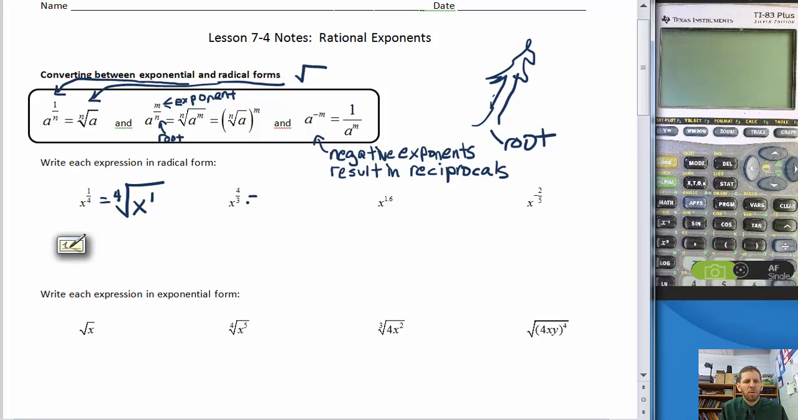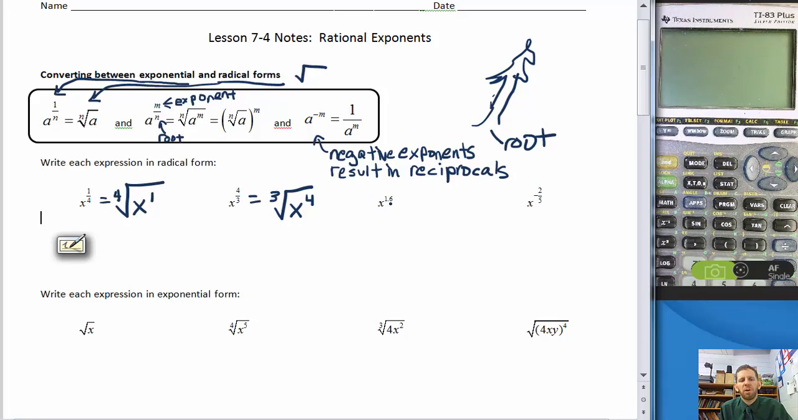Same thing for the second example. What's on the bottom? 3. That's your root. So we're taking the 3rd root of x to the 4th power. The top number is the exponent. It stays with the x. It stays in the exponent.